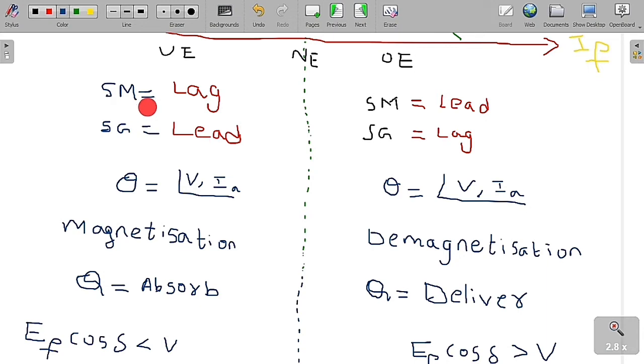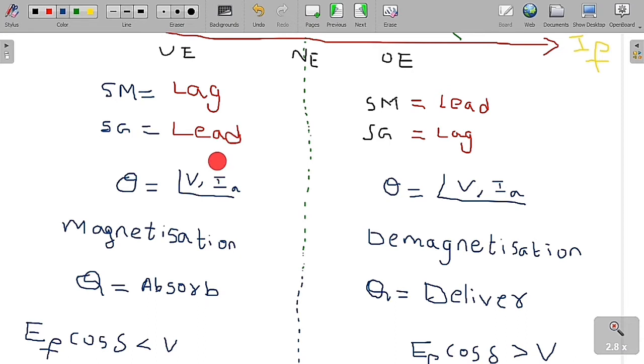Whereas the synchronous motor is going to absorb the reactive power, and it is also going to absorb the active power. The synchronous generator absorbs the reactive power but delivers the active power, whereas the synchronous motor absorbs both the reactive power and the active power. So this is a case that you always need to keep in mind to understand this.